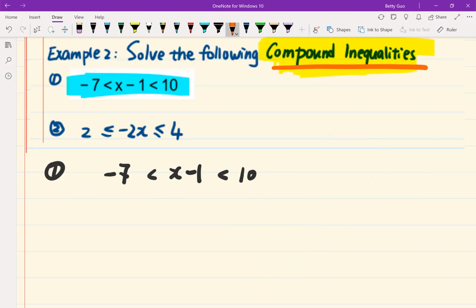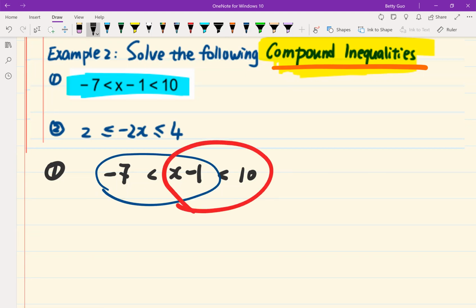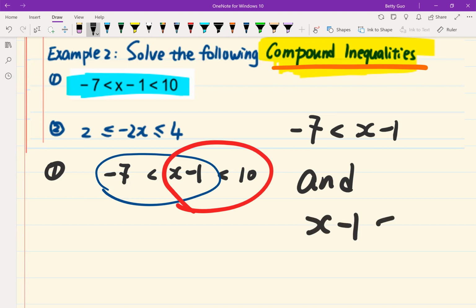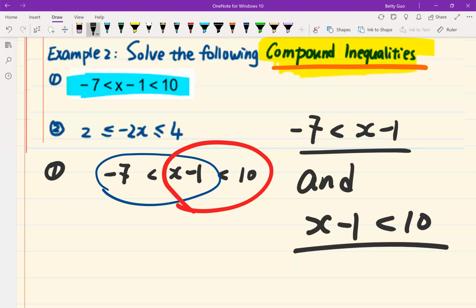Let me explain why we call this kind of inequality a compound inequality, because it has two parts, this part and this part. The blue circle part means -7 is less than x minus 1. And be careful, the logical connective here is "and": x minus 1 is less than 10. So this inequality is the combination of those two inequalities. So we call this type of inequality a compound inequality. Does that make sense?